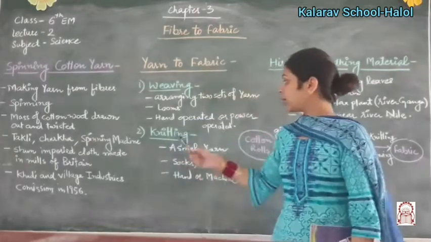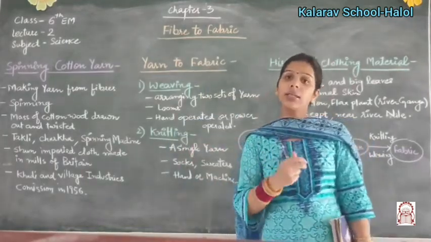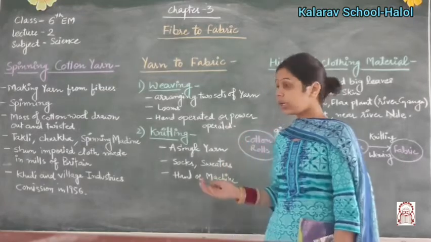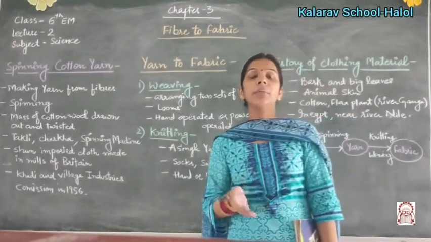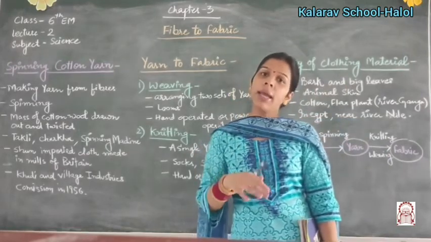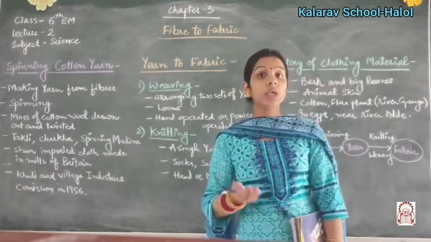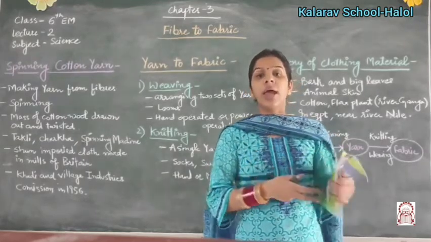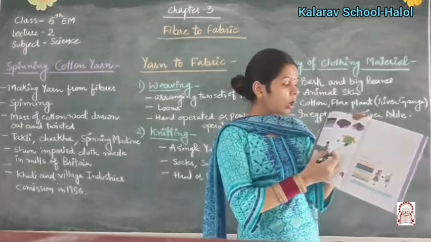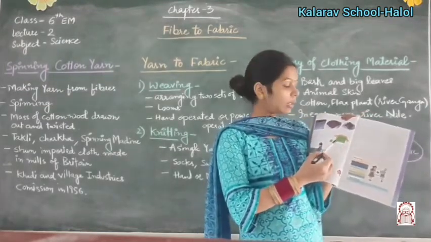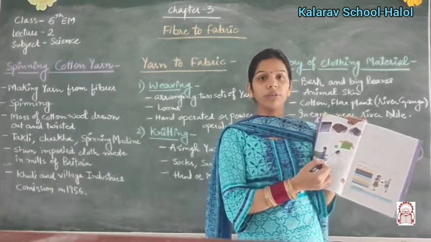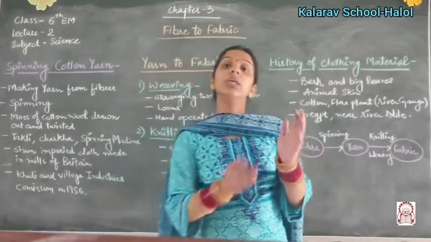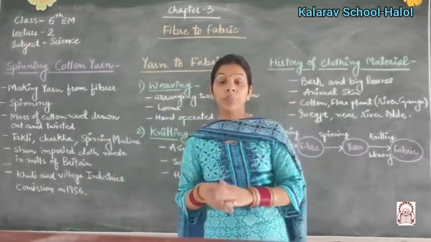The next step is knitting. Here a single yarn is joined to form different types of cloth items, such as sweaters and socks. It is done manually, that is by hand, or by machine. You can see your grandmother or mother knitting with two sticks and a yarn to form your cloth items, as you can see here in figure 3.14. So by weaving and knitting we can form fabric from yarn.